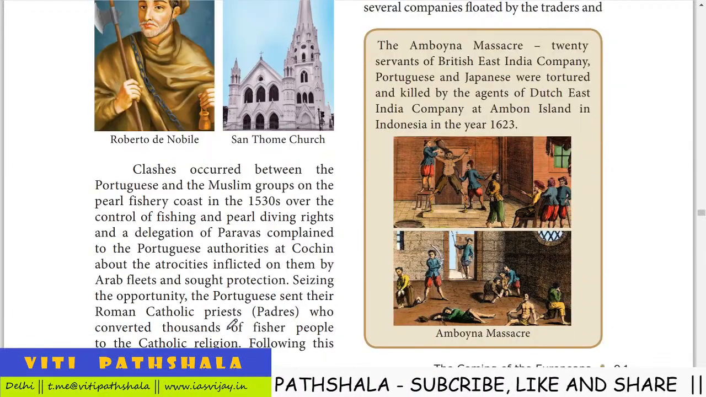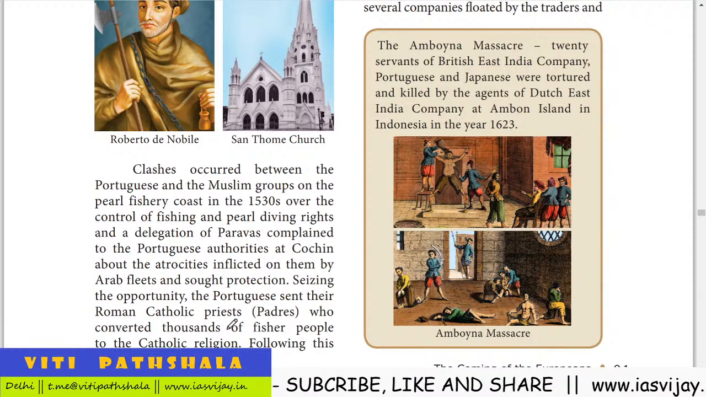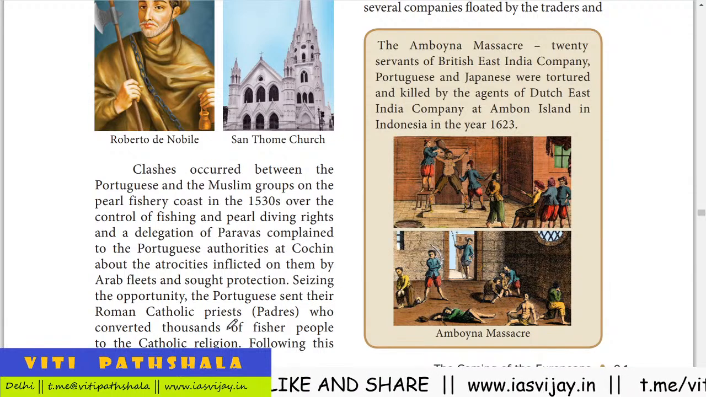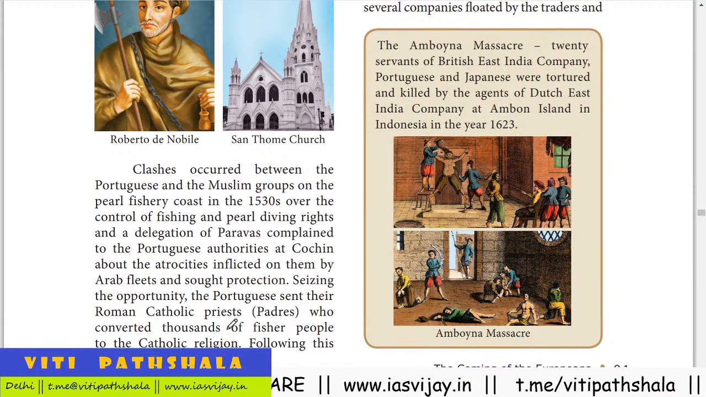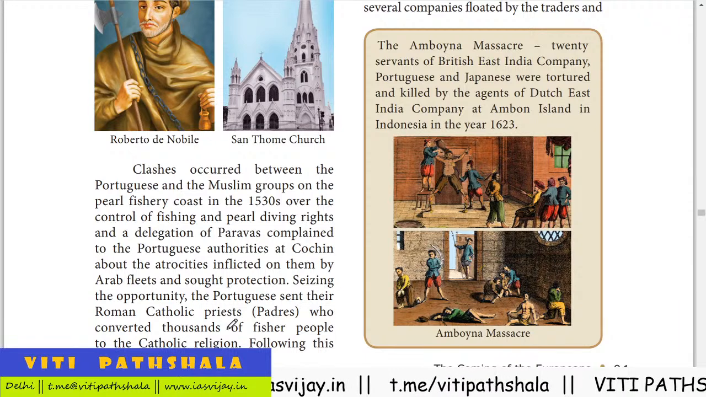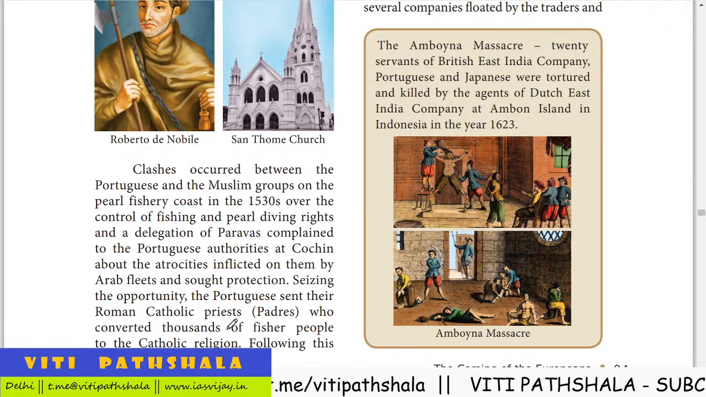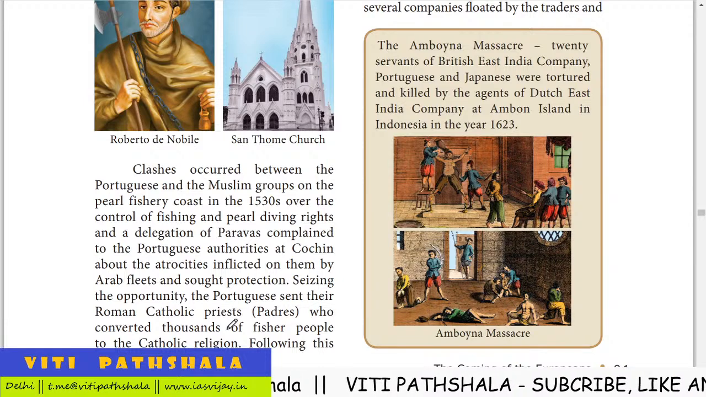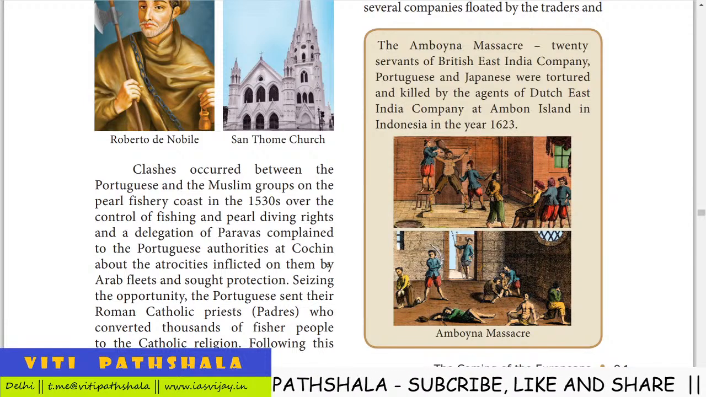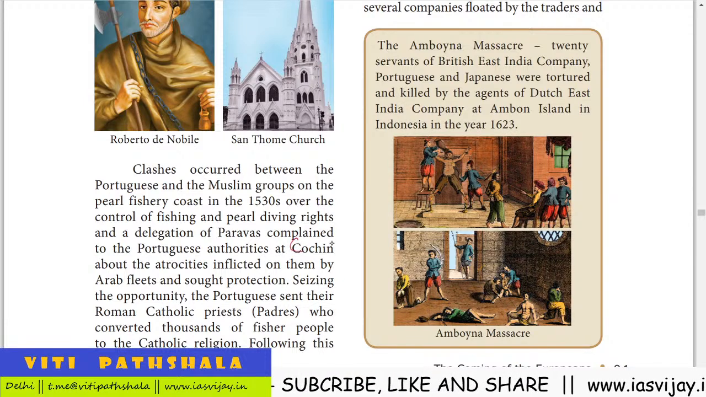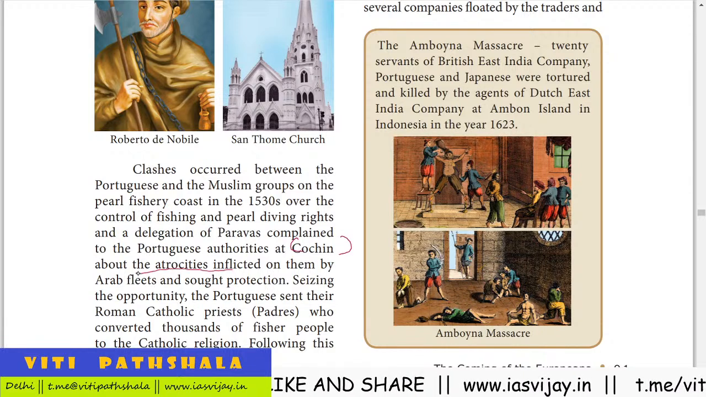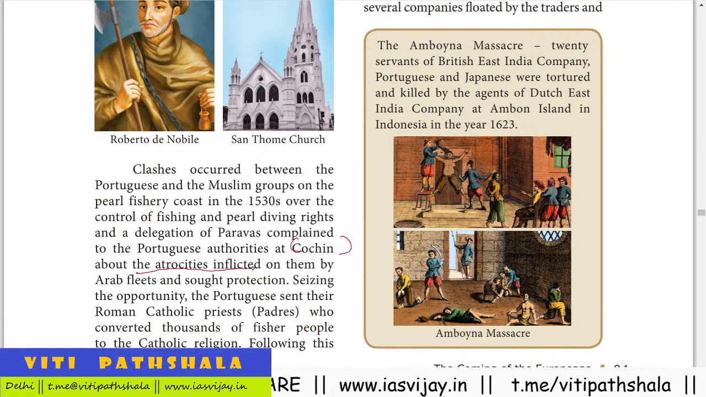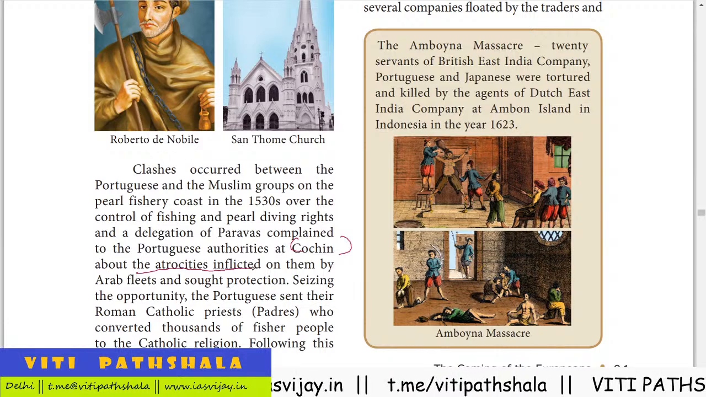Now, clashes occurred between the Portuguese and the Muslim group on the Pearl Fishery Coast in 1530 over the control of fishing and pearl diving rights. And a delegation of the Paravas complained to the Portuguese authorities at Cochin about the atrocities inflicted on them by the Arab fleets and sought their protection.